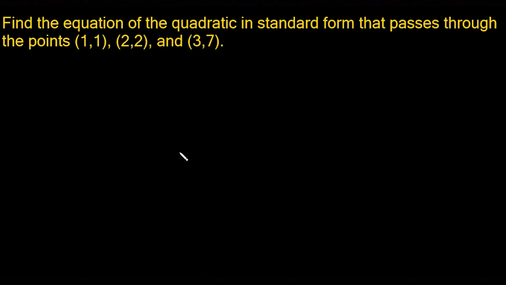It says, find the equation of the quadratic in standard form that passes through the points (1, 1), (2, 2), and (3, 7). So in order to do this problem, you first have to know what a quadratic in standard form looks like. And that is going to be y equals ax squared plus bx plus c. Okay, there's our quadratic in standard form.